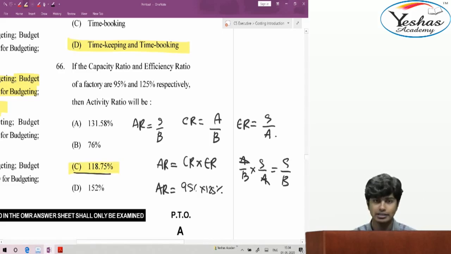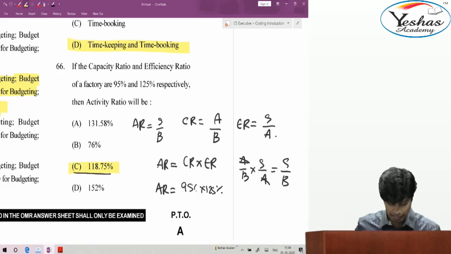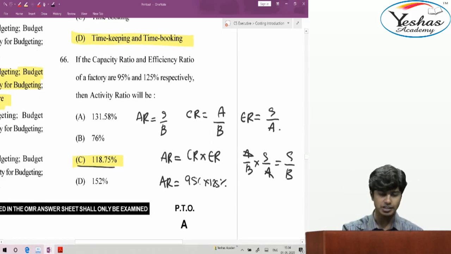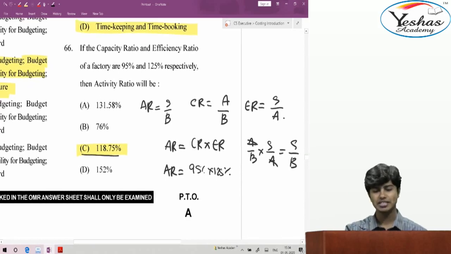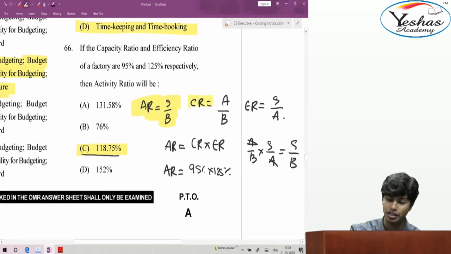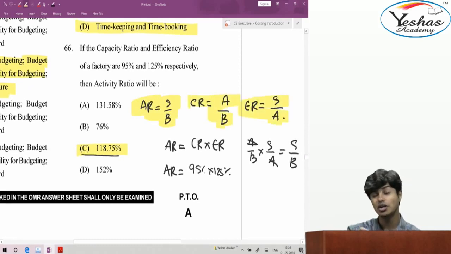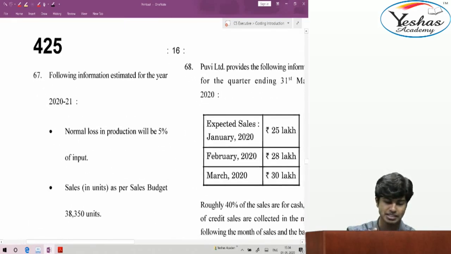If you mark the 66th one as option C, I'll take you to the 67th one. Come on, on this note, let's get started and move on to question number 67. So the basic conclusion is activity ratio is capacity ratio multiplied by efficiency ratio. Hey, this is capacity ratio, not calendar ratio. Calendar ratio is something else only. Yeah, come on, let's go to question number 67.